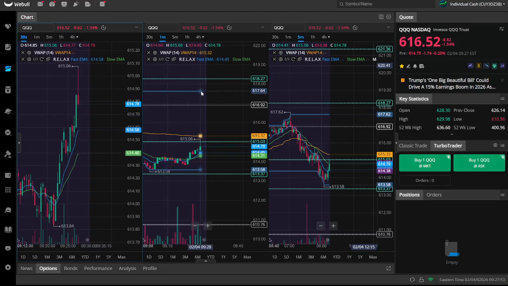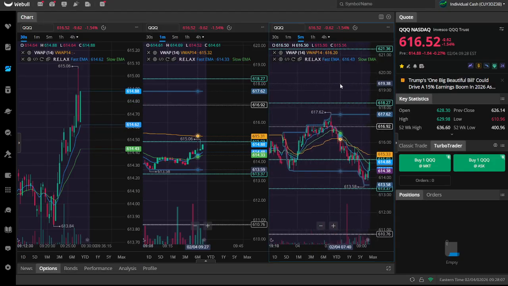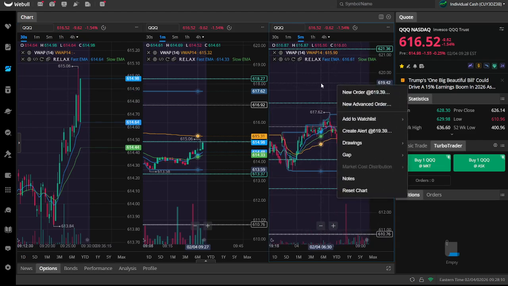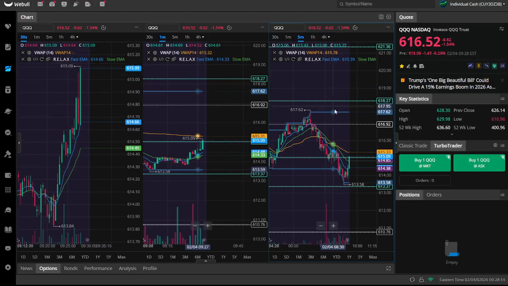These blue lines are the pre-market high and low, which of course should be pretty well established by now. On the 5 minute chart, we can see where that range was, from 613 to 617, about a $4 range, not bad.